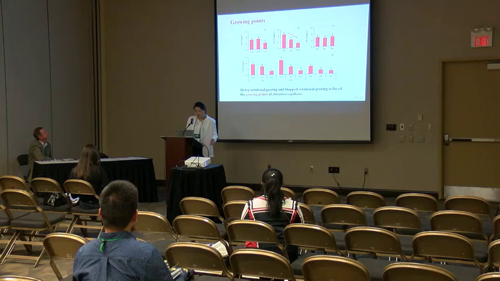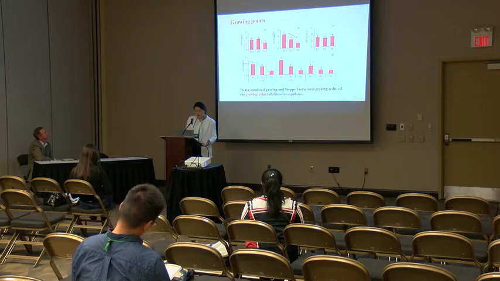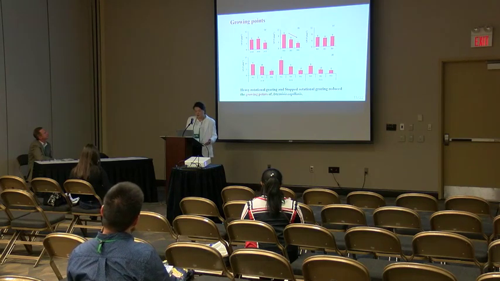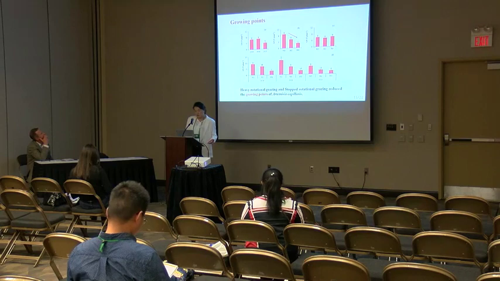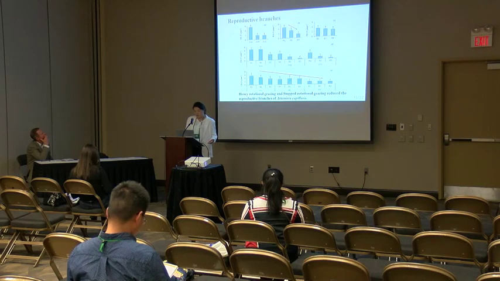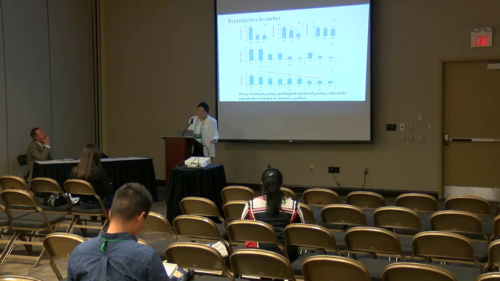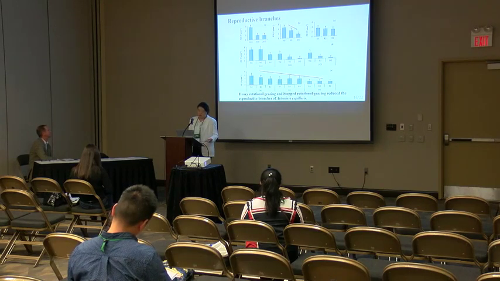We also measured the growing points of the Artemisia. We found that heavy rotational grazing and stopped rotational grazing reduced the growing points of the Artemisia. The reproductive branches also follow this, and we found that heavy grazing, and maybe all the grazing management, reduced their generation potential.